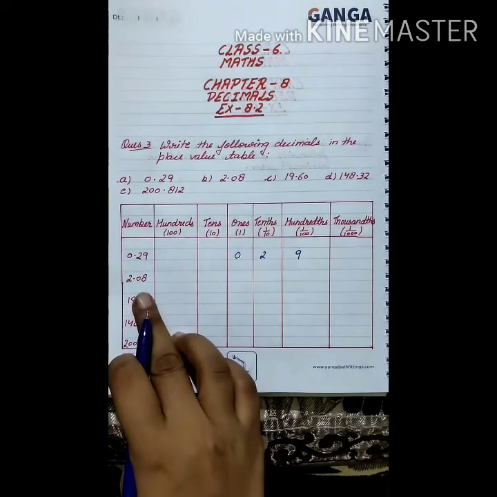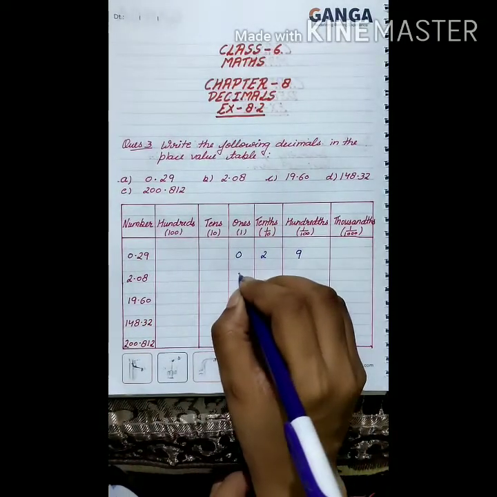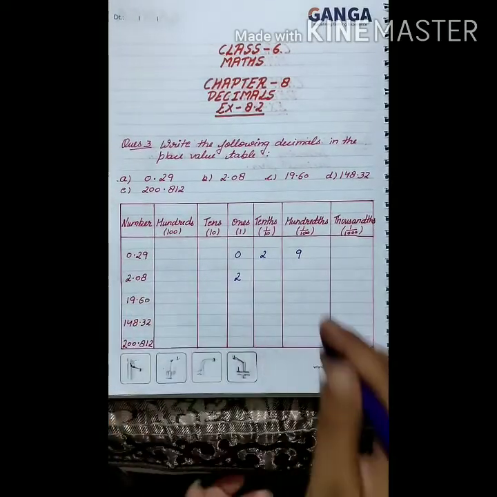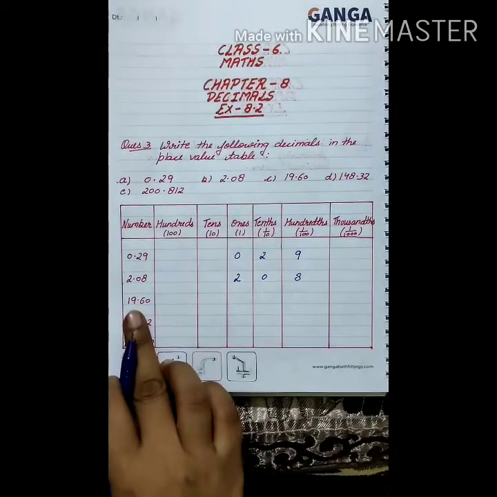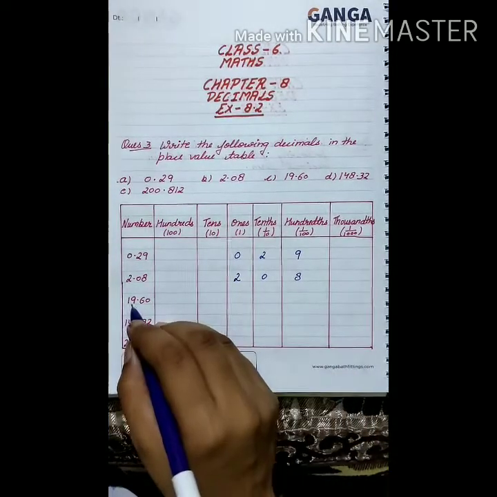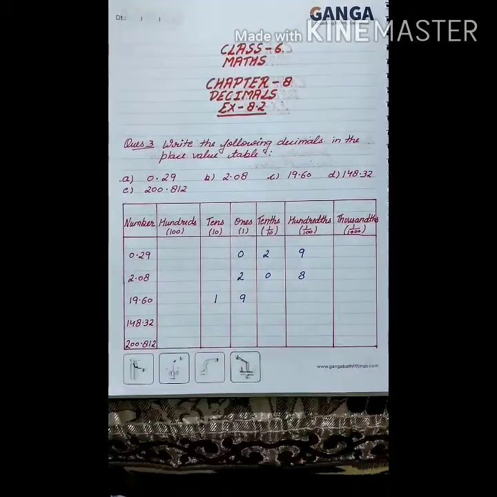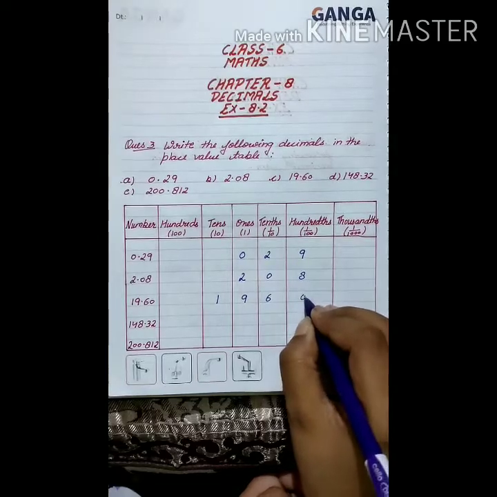Second, 2.08. Here we have one digit to the left of the decimal point, so we write its ones place value, and we have 2 digits to the right of the decimal point, so we write 0 at tenth and 8 at hundredth. Third, 19.60. Here we have 2 digits to the left of the decimal point, so we start from the left side. First we write 9 at ones and 1 at tens. Now we have 2 digits to the right of the decimal point, that is 60. We write 6 at tenth and 0 at hundredth.